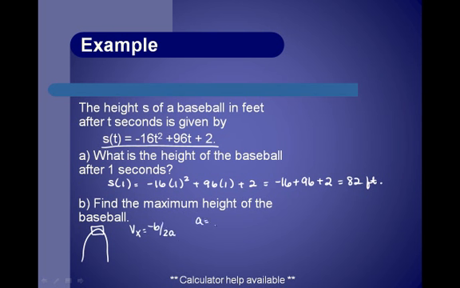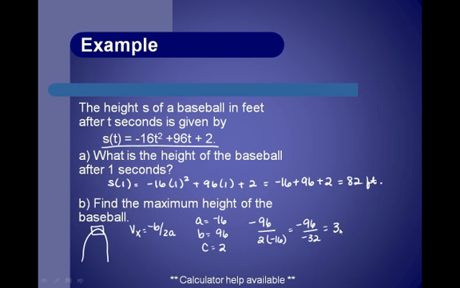So a is the number in front of the square term, which is -16. b is the number in front of the t, which is 96, and c is 2. So when we plug it in, we get -96 divided by 2a, which would be 2 times -16, which is 3. Now remember, that's not the maximum height. That's the time that it takes to reach the maximum height.